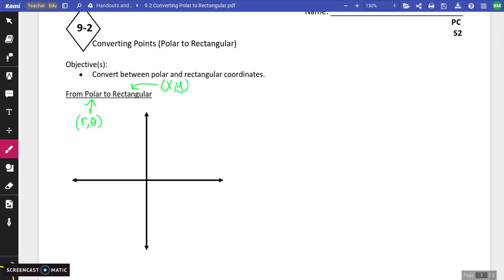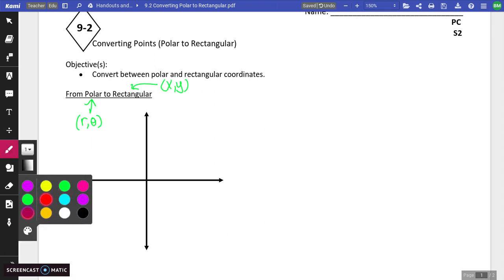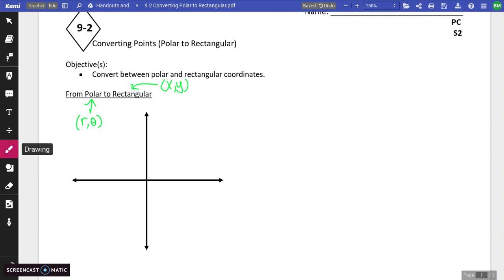We can convert back and forth, kind of like when we have degree measures and we convert them to radians. It's a similar idea. It's a different way of naming the same information. In order to do this, though, we're going to want to know some different equations that relate these variables to each other: r, theta, and x and y.